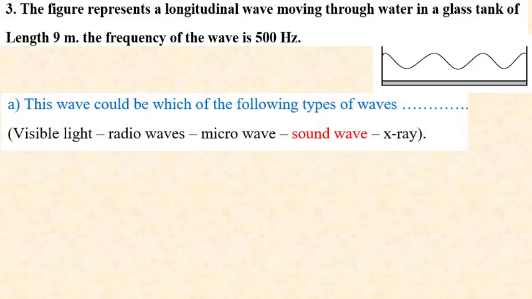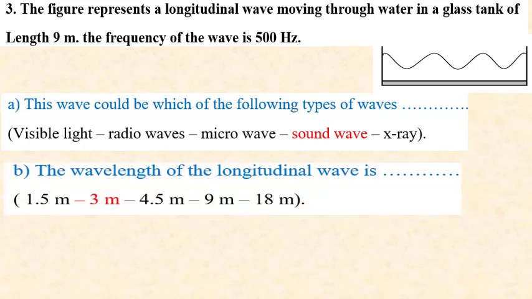Question number 1. This wave could be which of the following types of wave? Visible light, radio wave, microwave, sound wave, or X-ray? So the answer is sound wave. Why? Because it's longitudinal, while the other choices are examples of electromagnetic waves, which are always transverse.